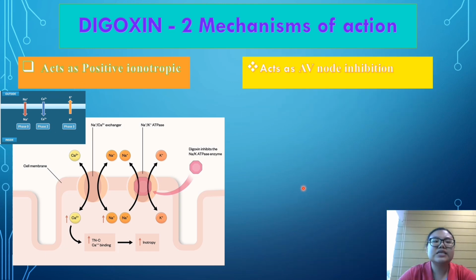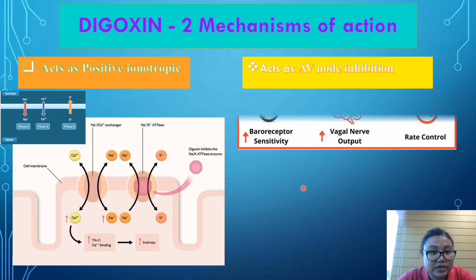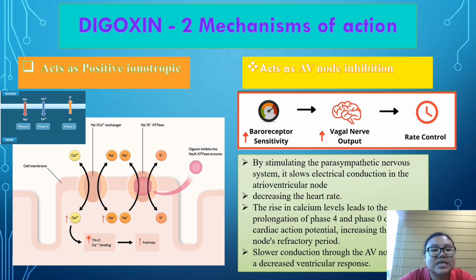Next, digoxin acts as an AV node inhibitor. As we can see here, the rise in calcium level leads to the prolongation of phase 4 and phase 0 that we just talked about, and it increases the node refractory period. So it results in slower conduction through the AV node and a decrease of ventricular response.